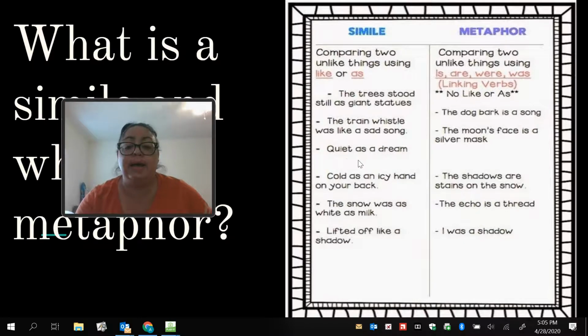Quiet as a dream. When it's quiet, think about what it's like when it's quiet, and then what it's like when you're dreaming. In your dreams, do you have sound all the time? Sometimes my dreams are just very silent. You see people moving, I'm doing something, but I don't really hear anything. So it's comparing being quiet as a dream.